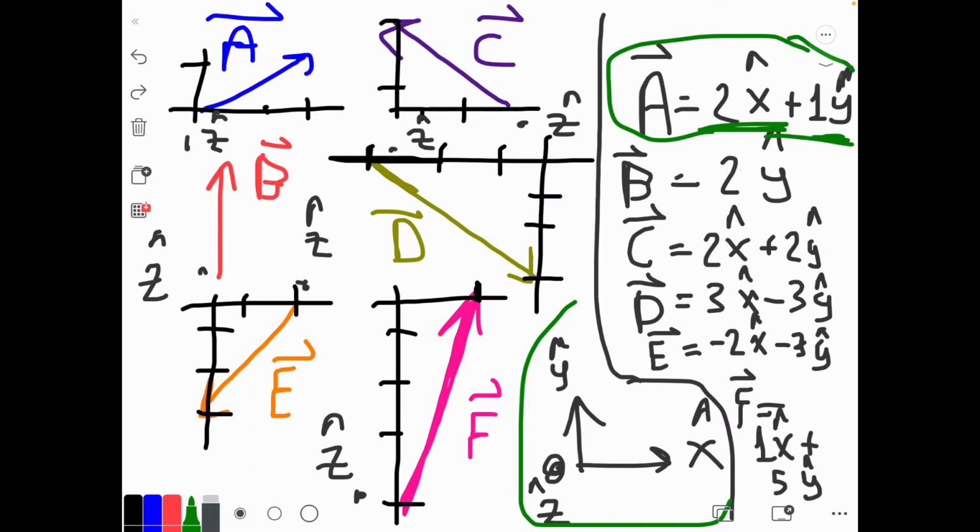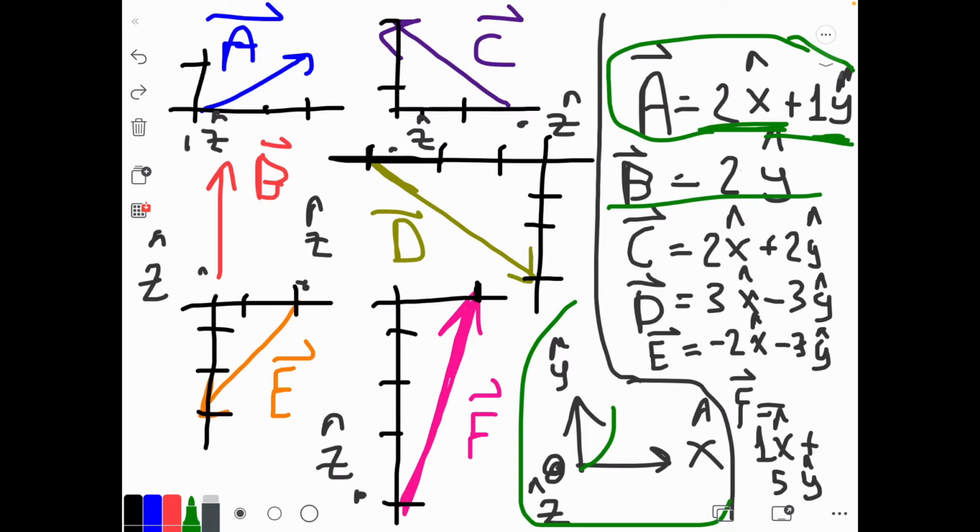B doesn't have any x hat. If you look at it, B just goes up. So if it goes up, it's only going to have a y hat according to our Cartesian coordinate system. So vector B, or vector Barry, is going to be 2 y hat. Vector Allison is 2 x hat and 1 y hat.